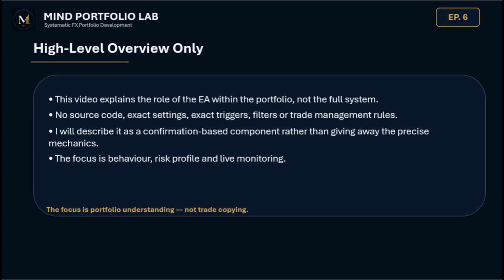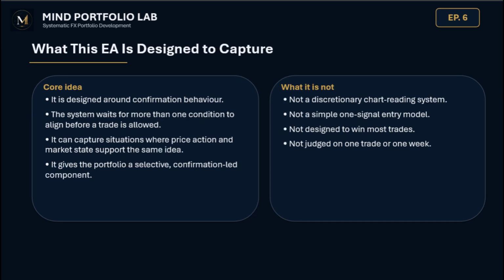At portfolio level, this EA gives me exposure to confirmation-based behavior. What I mean by that is that the EA is not built around one single idea on its own. It is designed to wait for more than one condition to line up before a trade is allowed. I am deliberately not going into the precise confirmation rules, because that is part of the system itself. But in broad terms, this is a more selective component. It is looking for a situation where market state and price behavior support the same trade idea.